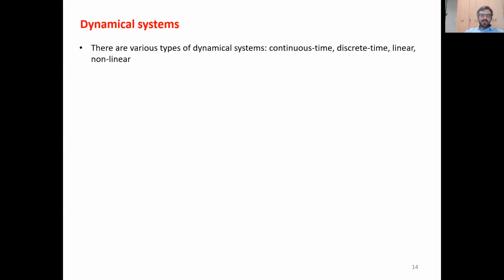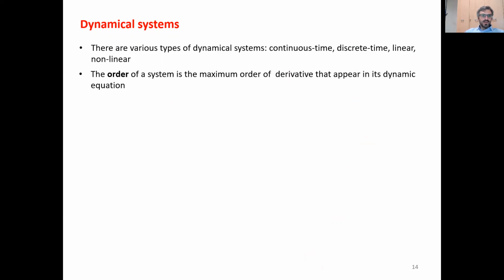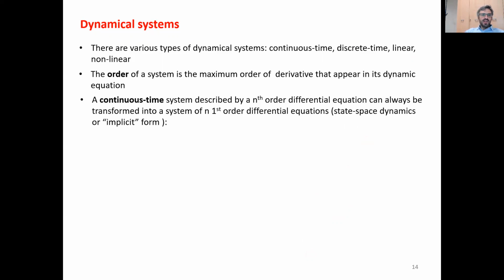There are several types of dynamical systems. They could be continuous time, discrete time, linear, and nonlinear, or a combination of these. So you can have a linear continuous time, or a nonlinear discrete time system. You can have all the combinations. The order of a system is the maximum order of derivative that appears in the dynamic equation. So in the mechanical equation of our DC actuator it is second order, and the electrical one is first order. We saw that. And a continuous time system is described by an nth order differential equation. For example, our mechanical dynamics is second order.